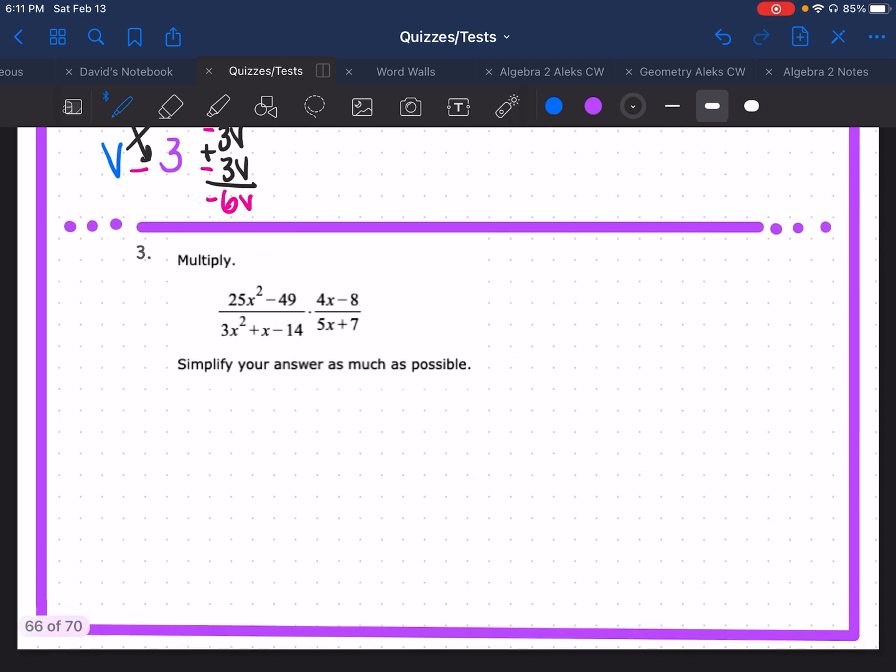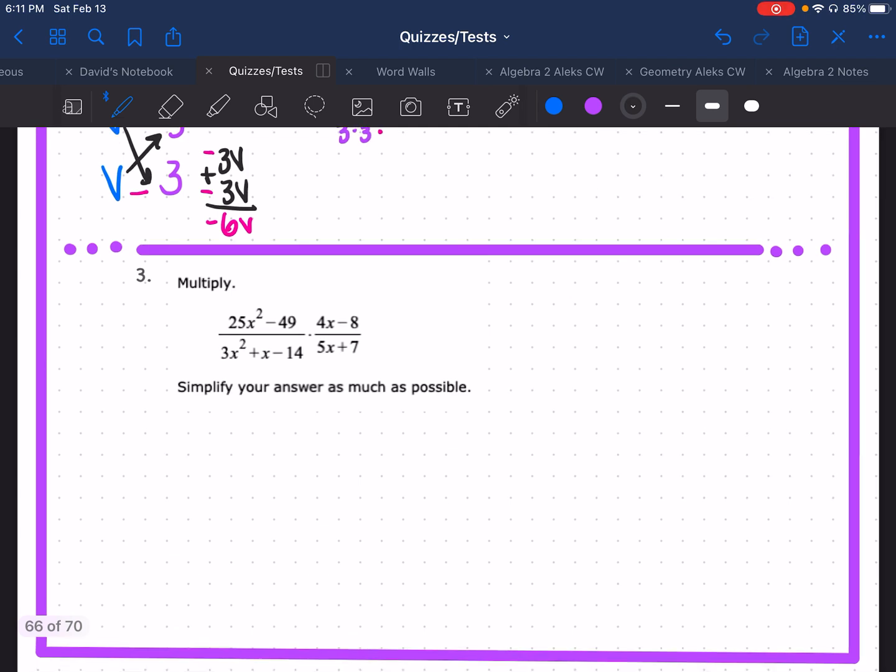All right, question number 3 is going to ask me to multiply. Remember, before you start multiplying, you need to factor. Before you start multiplying, you need to factor because you can cancel stuff out, and then what's left is your answer.